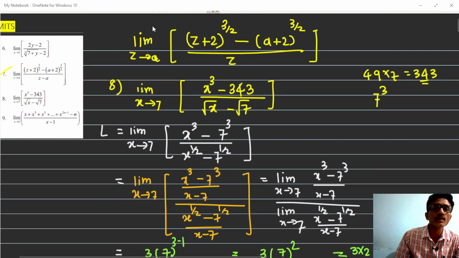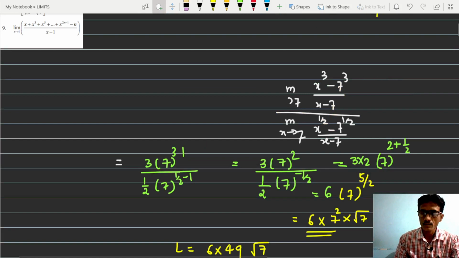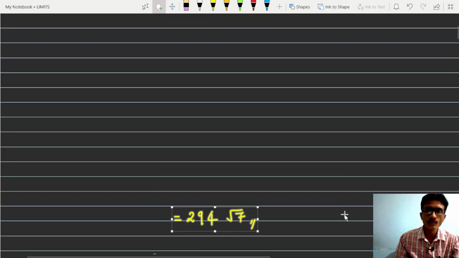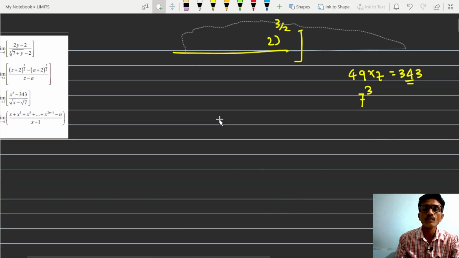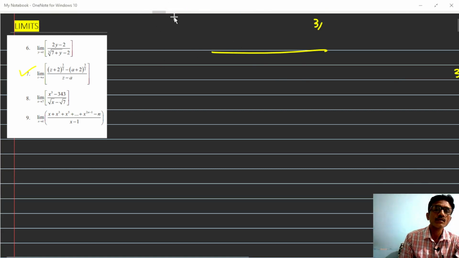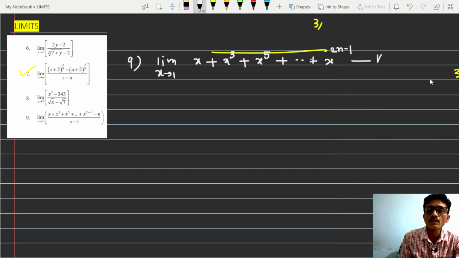Next last question, that is question number 9. Here, question number 9 is limit x tends to 1, (x plus x cube, ये सारे ऑड पावर्स है, x to the power 5 plus up to x raised to power 2n minus 1 minus n) upon x minus 1.